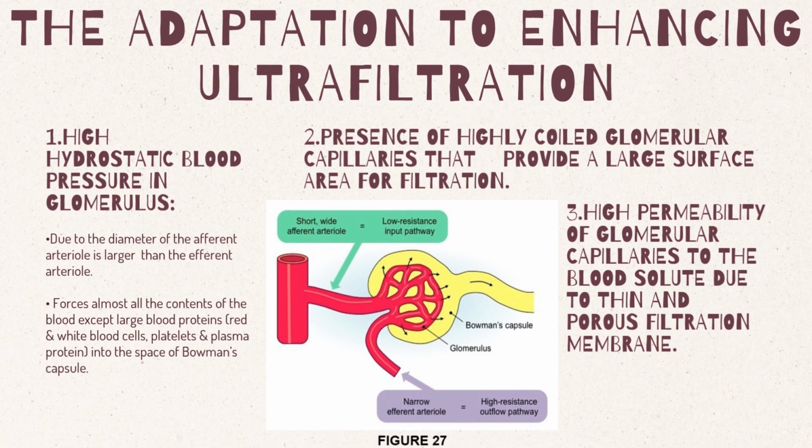1. High hydrostatic blood pressure in glomerulus, due to the diameter of the afferent arteriole being larger than the efferent arteriole. This forces almost all the contents of the blood, except large blood proteins, red and white blood cells, platelets and plasma protein, into the space of Bowman's capsule. 2. Presence of highly coiled glomerular capillaries that provide a large surface area for filtration. 3. High permeability of glomerular capillaries to the blood solute due to thin and porous filtration membrane.